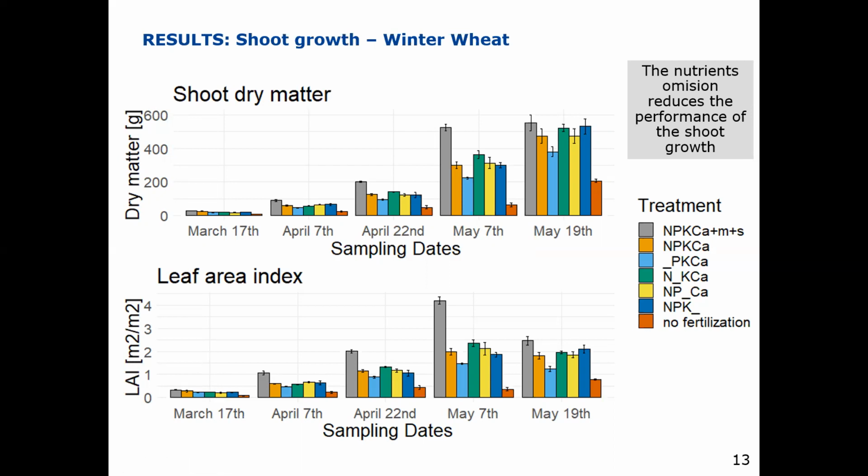As we expected, we can see that the treatment of post-fertilization plus manure, in the blue bar, had the best performance in dry matter and Liberia index, while the no fertilization treatment, in the brown bar, had the lowest biomass and Liberia index. In the treatments with one element omitted, the mixed nitrogen treatment had the lowest values of biomass and Liberia index.